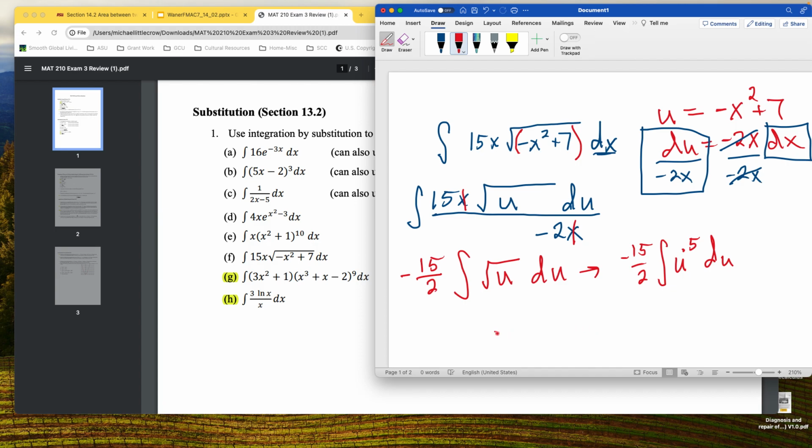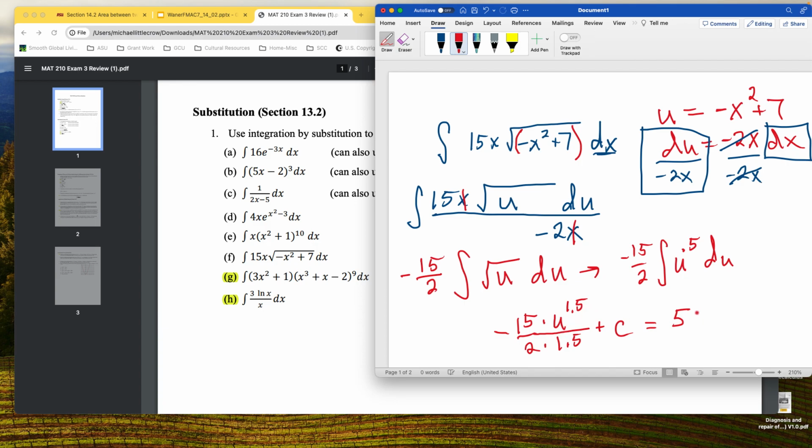It's going to be negative 15 over 2 u to the 1.5, and I'll just continue the fraction part here, over 1.5. These are multiplied, plus a constant, and then we just simplify. 2 times 1.5 is 3. Simple as that. So 15 divided by 3 is 5. So this simplifies into 5.